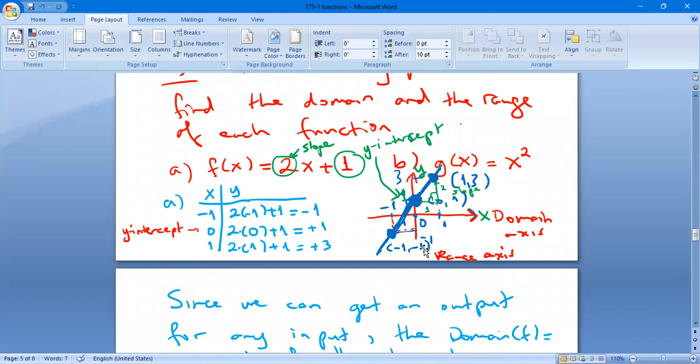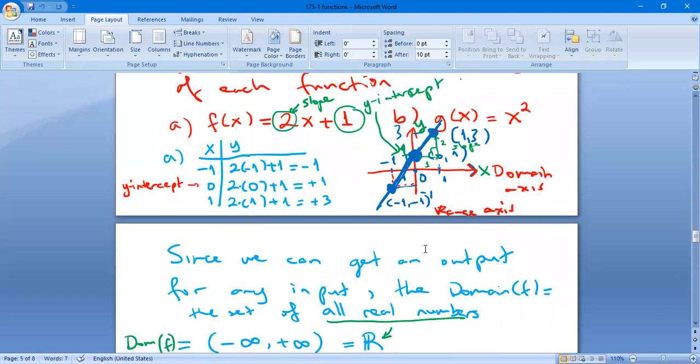Now, for the domain and the range of this line, if you think about it, we can input any real number into this 2x plus 1 function, for any line, for most of the lines. This is the case, except for the horizontal lines and the vertical lines. They are special cases. We will see them also later.